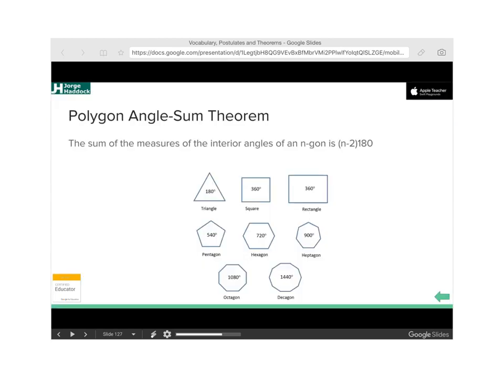Hi, so in this video we're going to be working with the polygon angle sum theorem. That says that the sum of the measures of the interior angles of an n-gon, that means that it has n sides, is n minus 2 times 180.